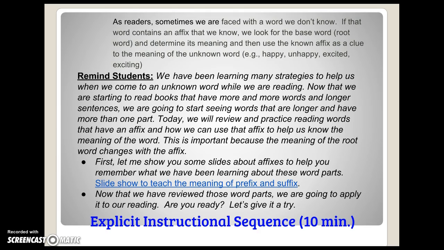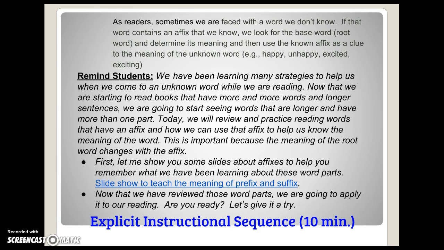As you begin the instructional sequence for this lesson, you will want some background information. You will want your readers to be reminded of what you've been working on up to this point. As readers, sometimes we're faced with a word we don't know. If that word contains an affix that we do know, we look for the base word and determine its meaning, and then use the known affix as a clue to the meaning of the unknown word.